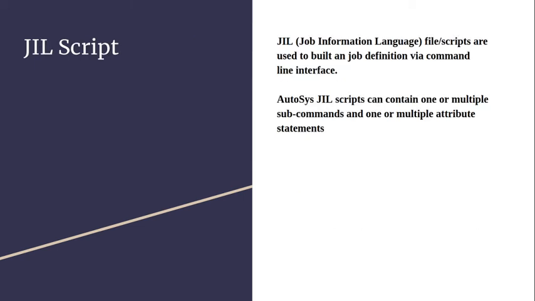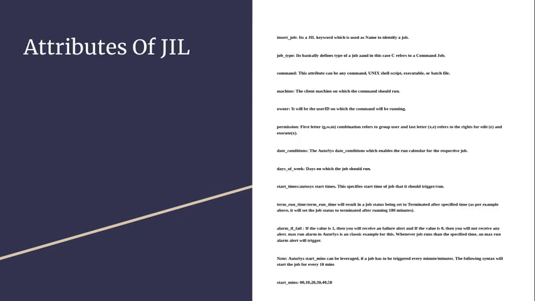Now we come to the point of JIL. What is JIL? JIL stands for Job Information Language. It can be a file, or you can say a script, which is used to build a job definition via the command line interface. This Autosys JIL script can contain one or more sub commands and one or more attribute statements. These are the attributes of the JIL command. When you are creating a job through the command line, you have to declare these attributes.